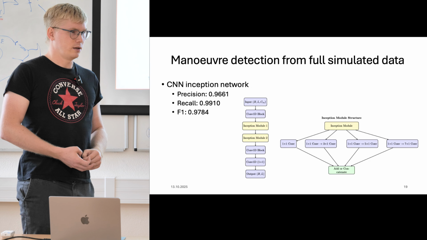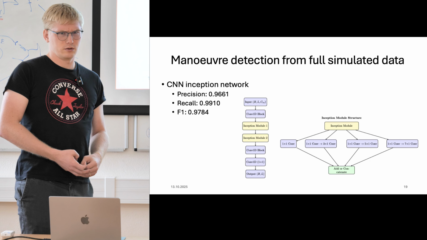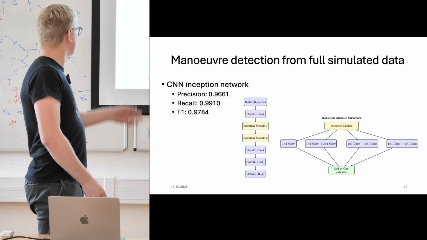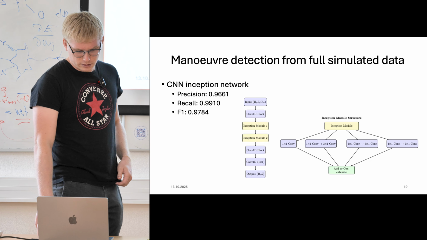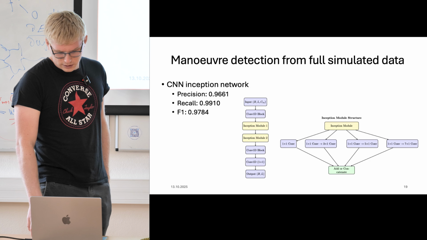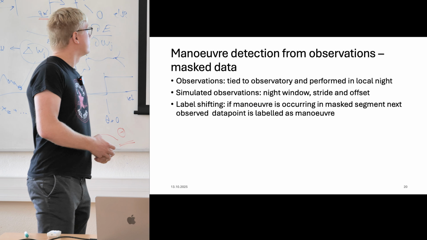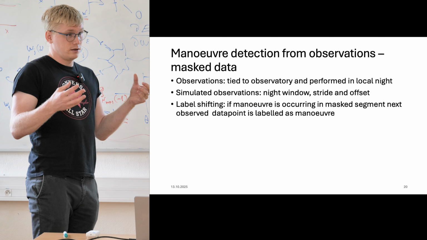with which we achieved an F1 score of 0.97, which is rather good, and it even outperformed some of the previous things I've seen, where people got to 0.93, I think. So that's fine. But then we moved to the masked time series.